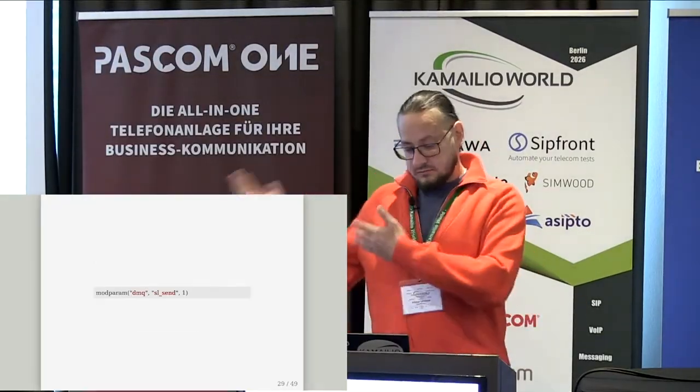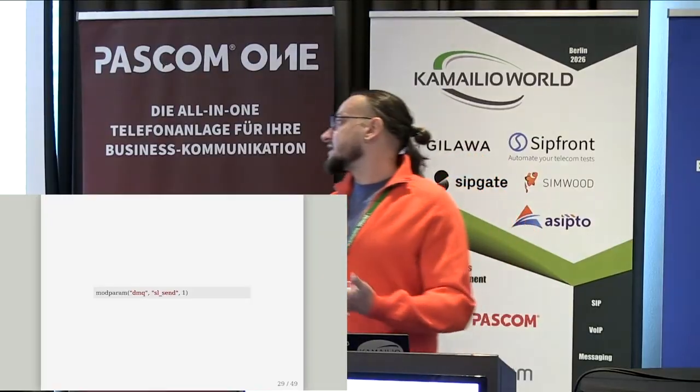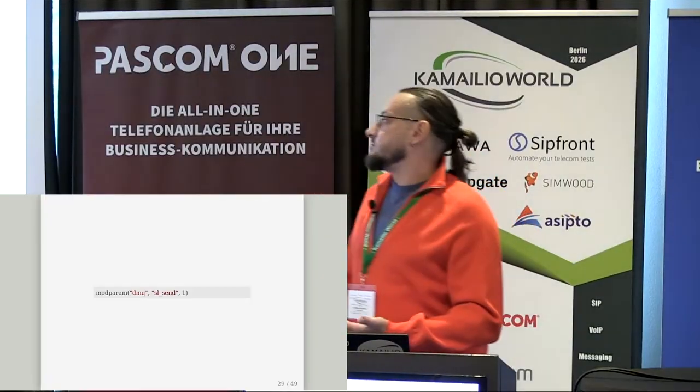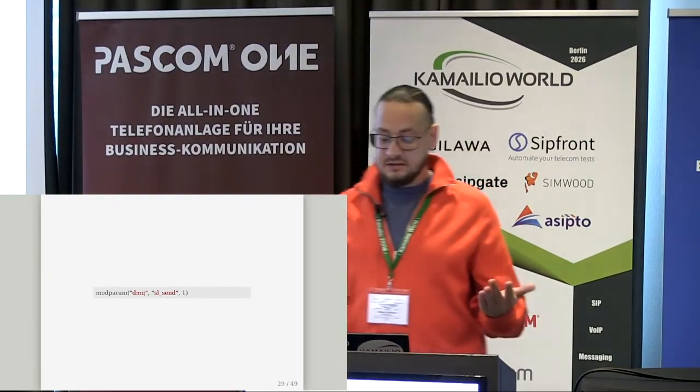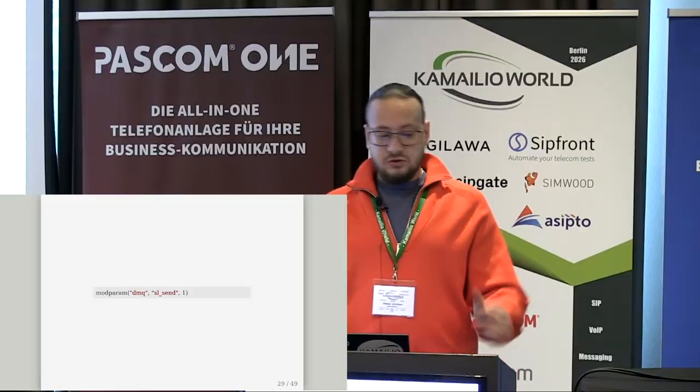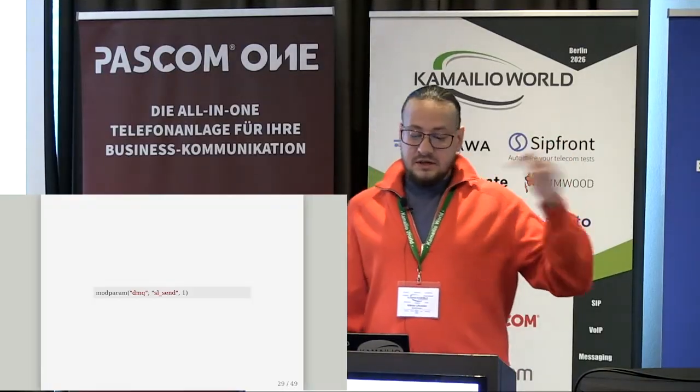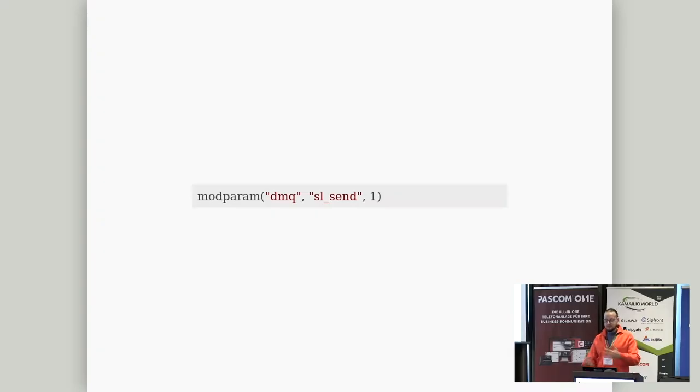So a new parameter was added. It's called sl_send. It's a DMQ parameter. You just set it to something not equal to 0, and that's it. And you are sending almost everything statelessly, without any transaction. But again, to be sure that the data was sent and received by any other node, you can simply use TCP. You don't need any transaction, anything. You use TCP, and that's it.